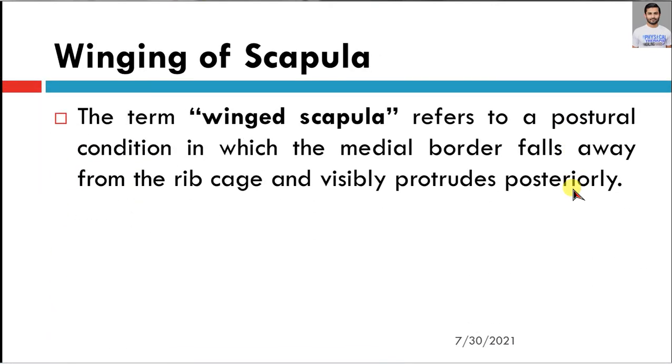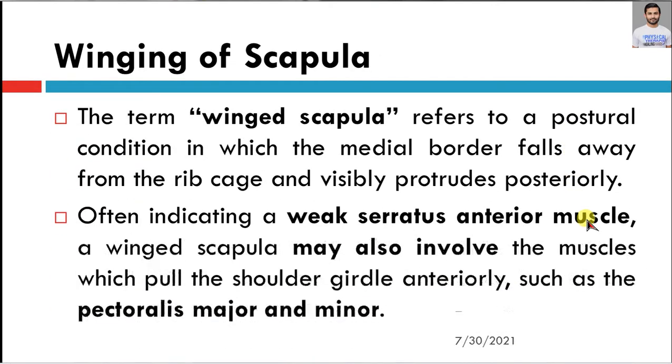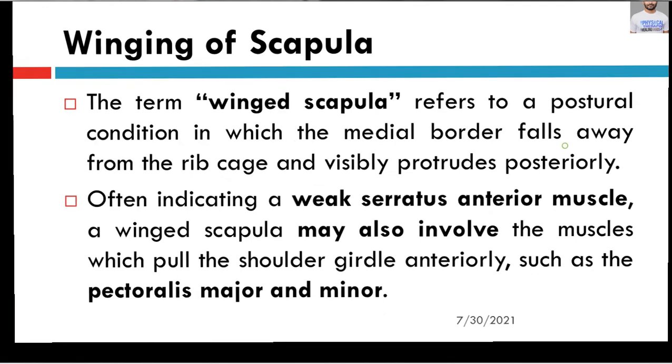There's this condition called winging of the scapula. Basically, this is due to the weakness of the serratus anterior muscle most of the time, but sometimes it can be due to hyperactive pectoralis major and minor, because if the pectoralis major and minor are more taut and have more tone in them, they tend to pull the scapula towards the anterior side, and it gives a characteristic appearance of winging of the scapula.